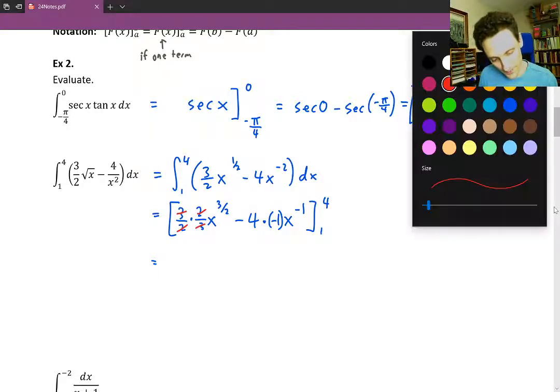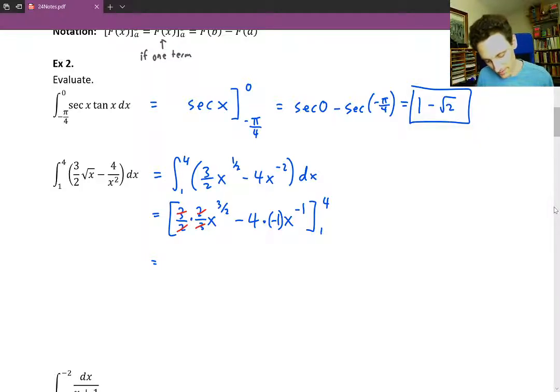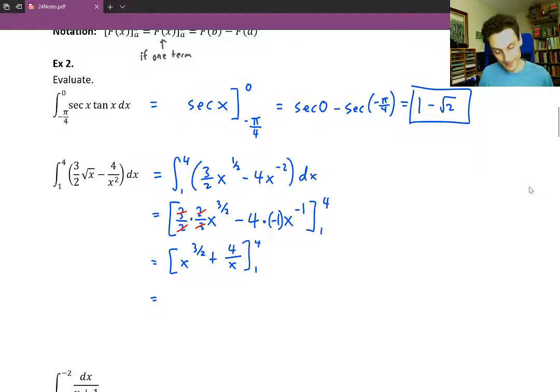Always good to simplify. We have x to the 3 halves plus 4 over x from 1 to 4. That's how you can read that. Now we can plug in the limits of integration. First we plug in 4 into the whole thing. 4 to the 3 halves plus 4 over 4. Then we're going to put a minus, and then we're going to plug 1 into that whole thing. So we're subtracting the whole result of plugging 1 into this.